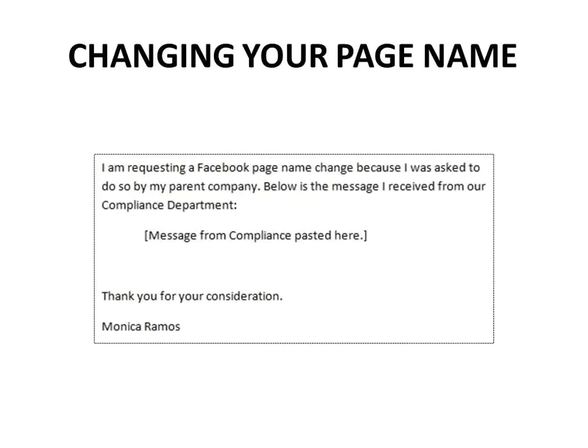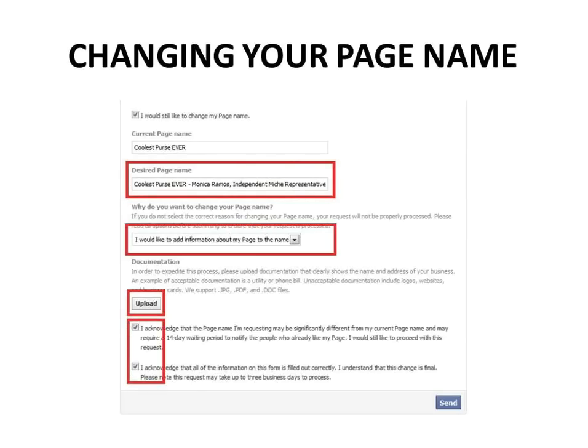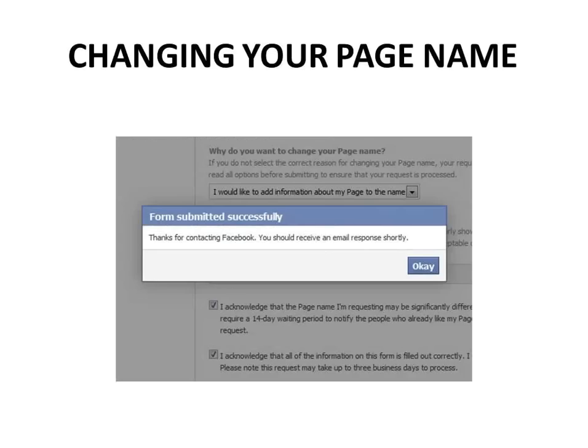I think I have a screenshot of that here. So basically I said I'm requesting a Facebook page name change because I was asked to do so by my parent company. Below is the message I received from our compliance department, and then I simply pasted that message in. Thank you for consideration, signed it, and saved it as a document. Uploaded it here. Then you want to check those last two buttons, just acknowledging that it's going to take a while and everything must be filled out correctly. And then you hit send, and you'll get this pop-up letting you know that it was submitted successfully and Facebook will get back to you.